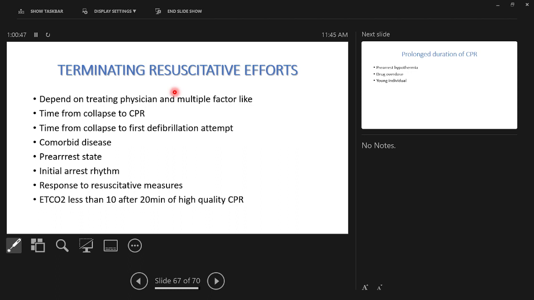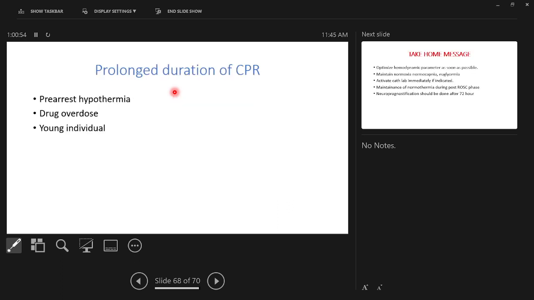Then we have to decide which is the appropriate time to terminate the resuscitative effort. But if the patient has pre-arrest hypothermia, or any history of drug overdose, we can try for a prolonged duration of CPR in this case.